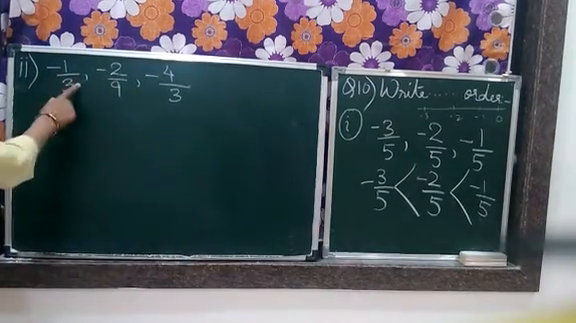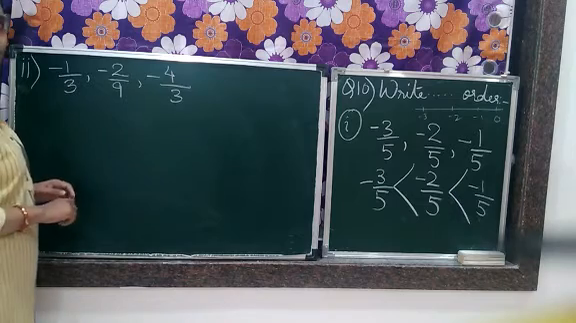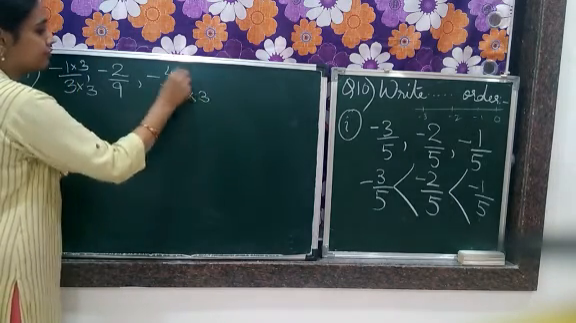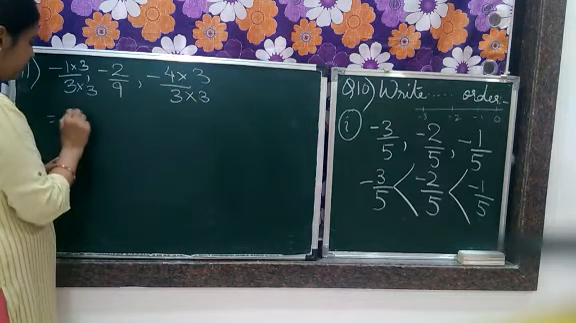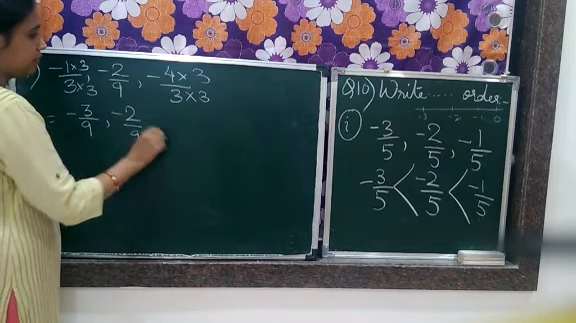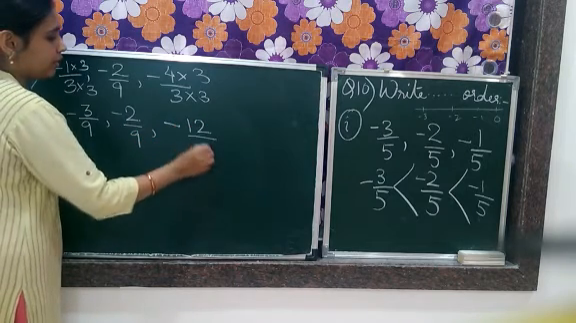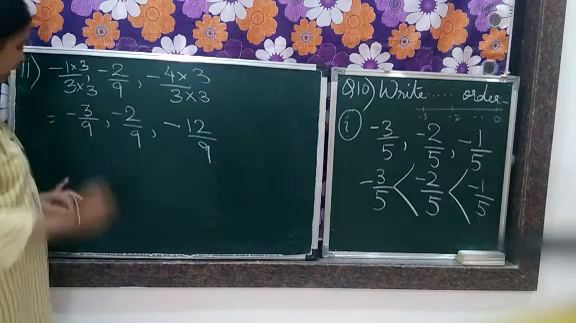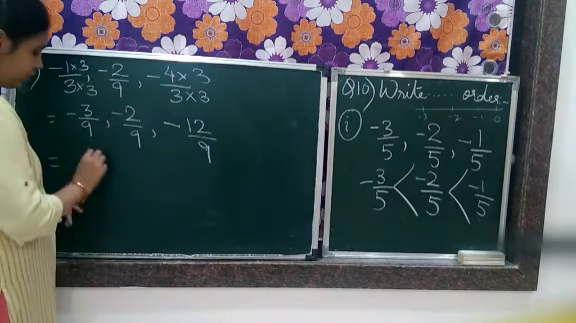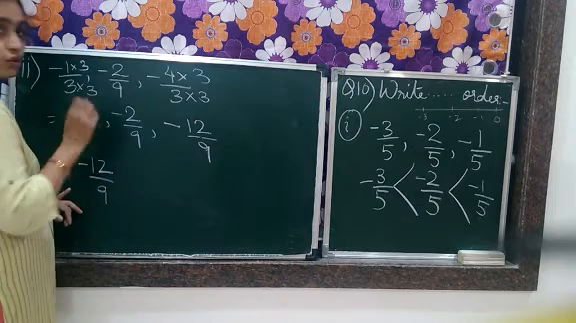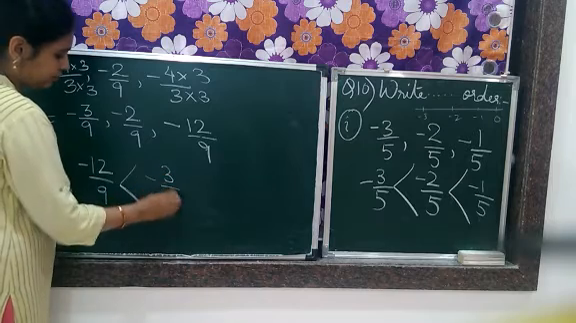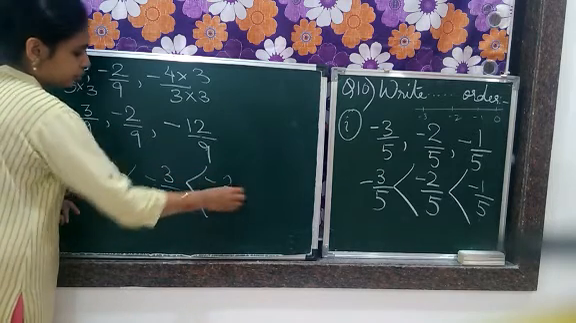If you multiply 3 here and here, can you make the denominators same? Let's do it here only. Then what comes out? Minus 3 by 9, minus 2 by 9, minus 12 by 9. Again, if you place on the number line, who will be on the left side? So this is the smallest. After that, who will be there? Minus 3. Then minus 2 by 9.